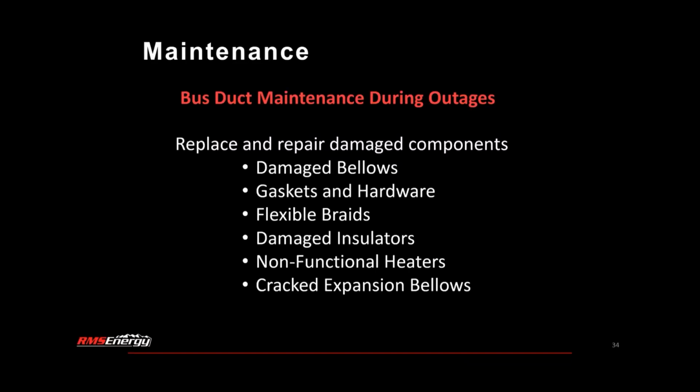as they wear out. So gasket doesn't have an infinite shelf life and install life. So over time, those will fail and need to be replaced. Generally, as a practice, anytime we open an access cover, we try to replace the gasket as well with new gasket. Flexible braids will wear out over time or become corroded. Damage to insulators, or inspecting all your insulators to ensure there's no damage. Replacing non-functioning heaters, and then with your aluminum expansion bellows external to the bus, replacing them if they become cracked and are no longer keeping moisture and contaminants out of the bus duct.